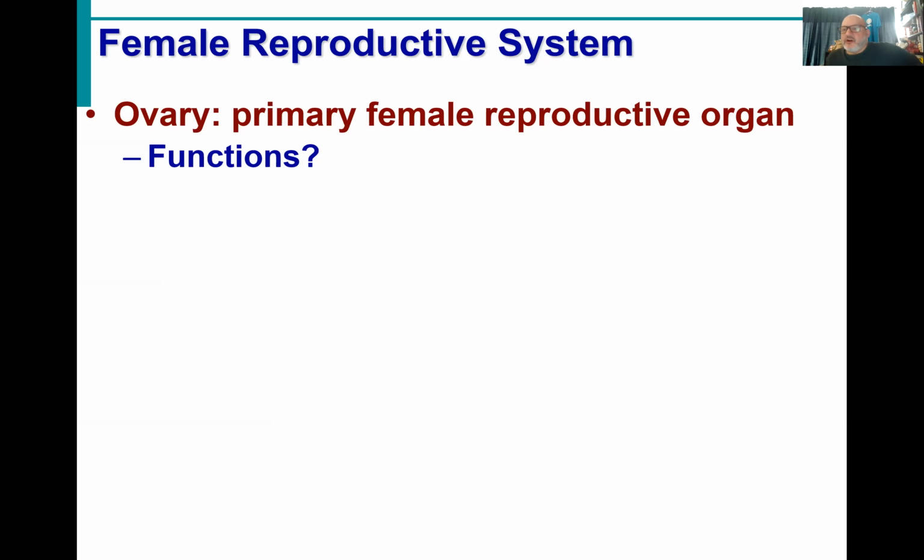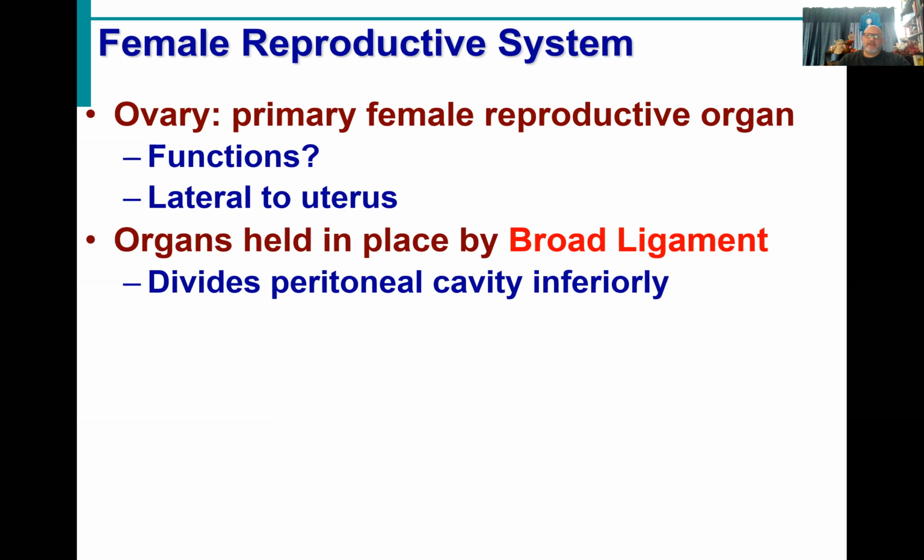All right, same way we started with the testes, let's start with the ovaries. They're the primary female reproductive organ, and as we've already talked about, we know that it is going to produce not one, but two classes of hormones, as well as the maturation of the egg. Their location is inside the abdominal pelvic cavity, and they are lateral to the uterus. They are held in place by a structure that is known as the broad ligament.